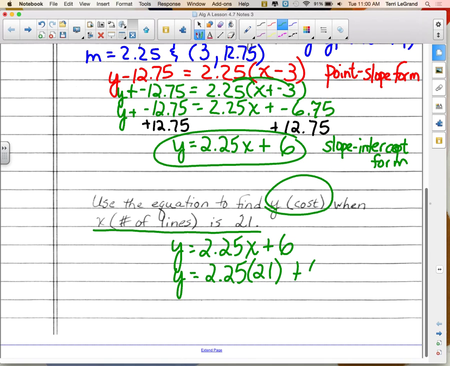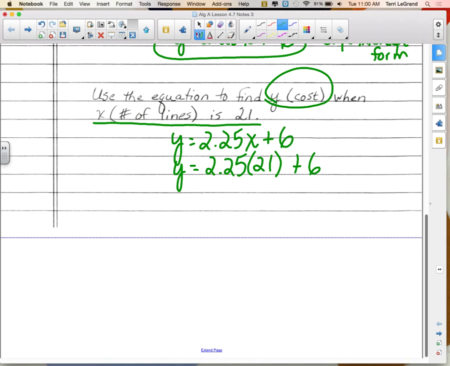Do our order of operations and see how much it's going to cost for this 21 line long ad. So y equals, anybody know what $2.25 times 21 is? Well, 21 times 2 is, how much? $53.25. Let me see if I get that. 21 times 2 is 47. And then 21 quarters, let's see, that would be $5.25. So I'm thinking it's $47.25. $47.25, am I right?